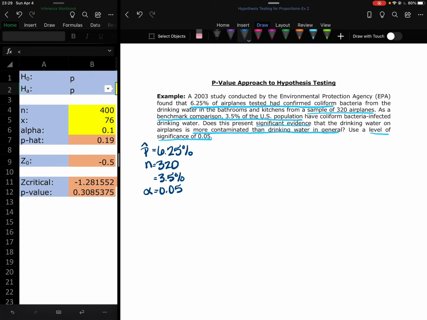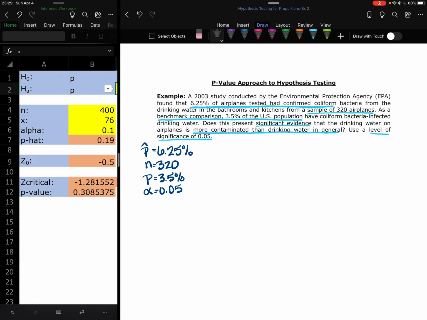Let's make sure that matches, so that 3.5% would be the population proportion. As a benchmark comparison, 3.5% of the U.S. population have coliform bacteria-infected drinking water. That works. So we have the population proportion. And again, as a benchmark comparison, as something to compare to, where it should be, I'm using this to look to see if it is different from where it should be. So that's going to be my population proportion.